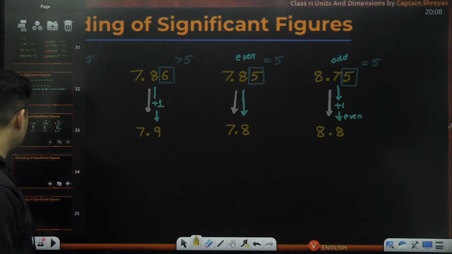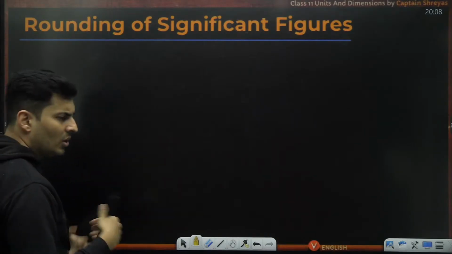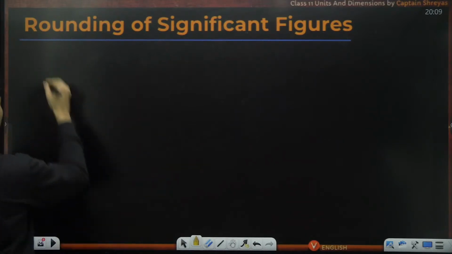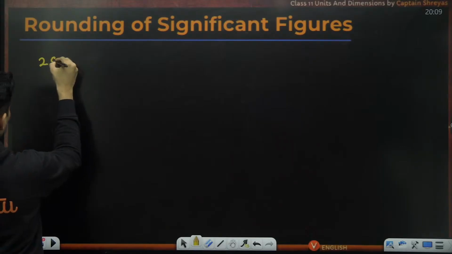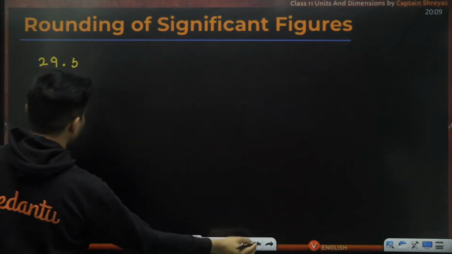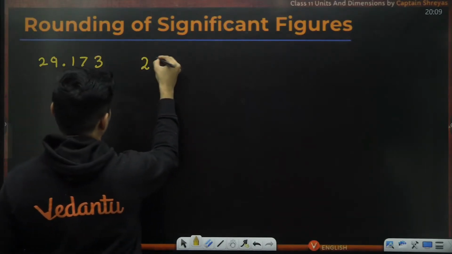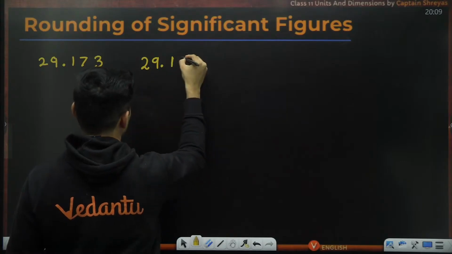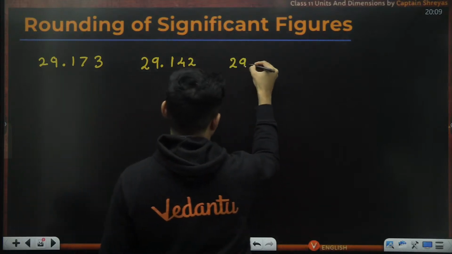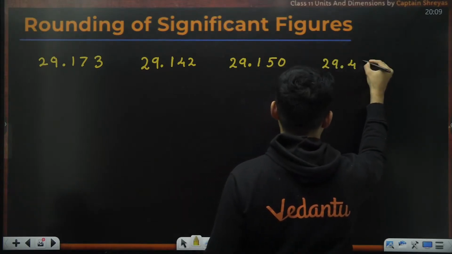Okay. This is amazing, sir. But sir, what if I want to convert many digits into a single decimal or two decimals? What if it's not always removing one decimal place? What if it is removing 3 or 4 decimal places? For example, like this, 29.570, or let's say 29.173, 29.150, or let's say 29.142, 29.150, 29.450.